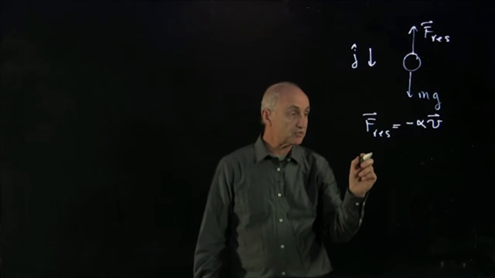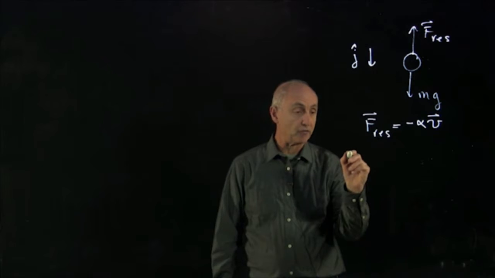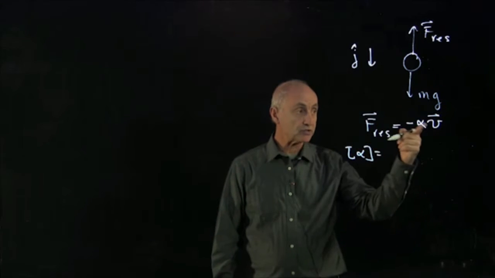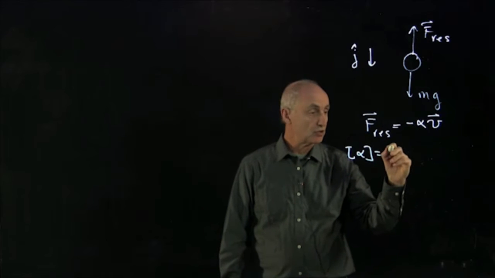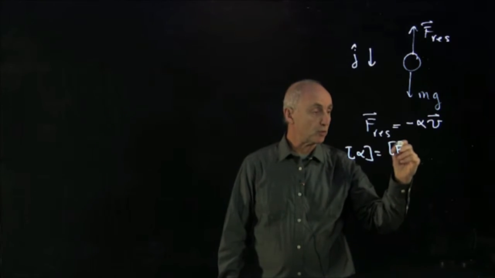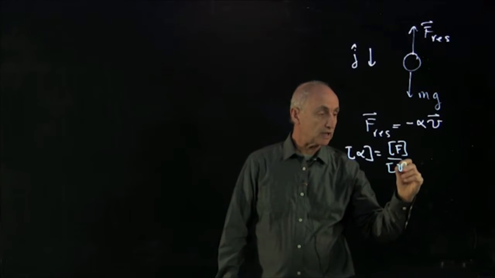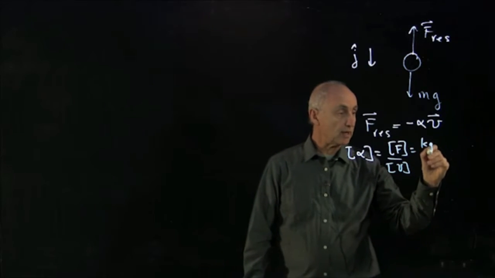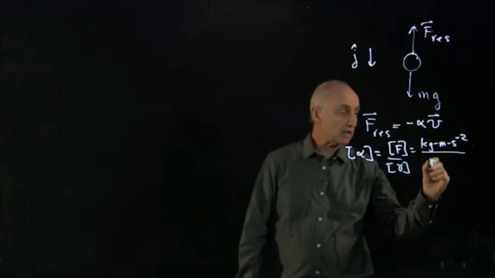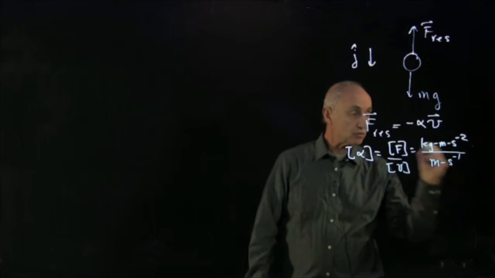For our case, let's consider the units of the coefficient alpha. So the units of alpha have the units of force divided by velocity. So the units of force are, we have the units of force divided by the units of velocity, and that gives us kilogram meter per second squared, divided by the units of velocity, which are meters per second.